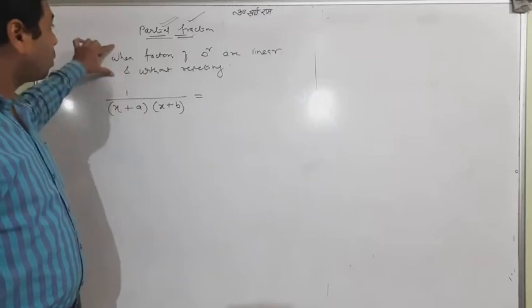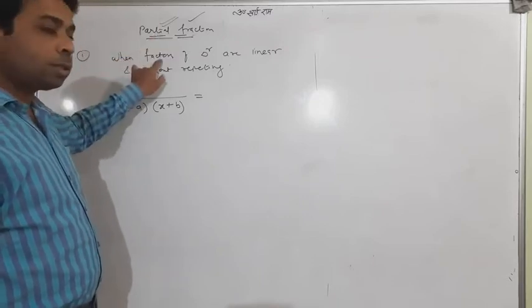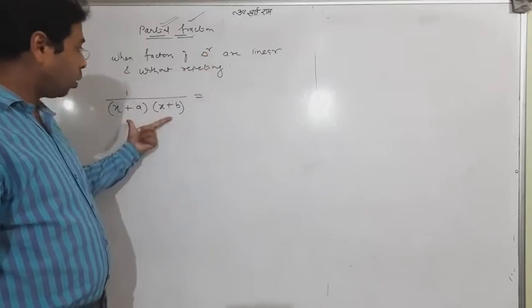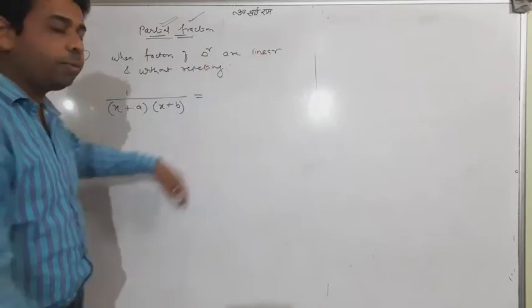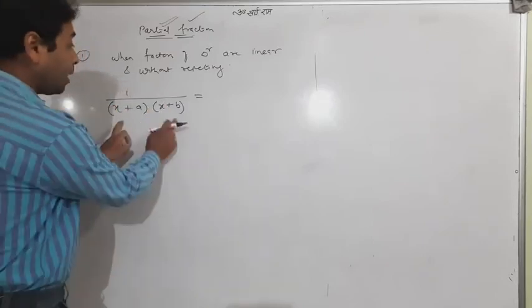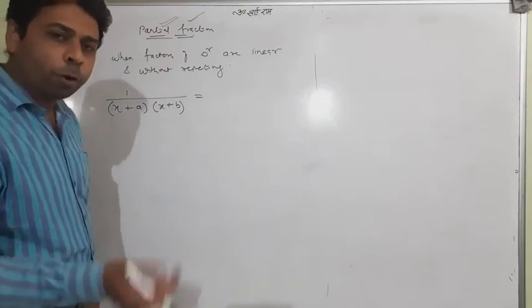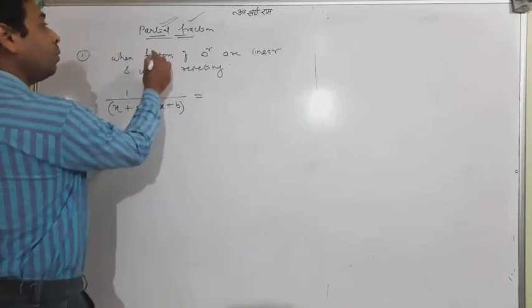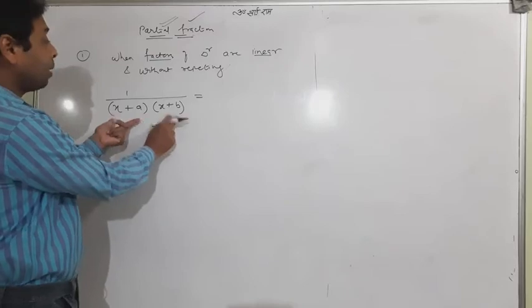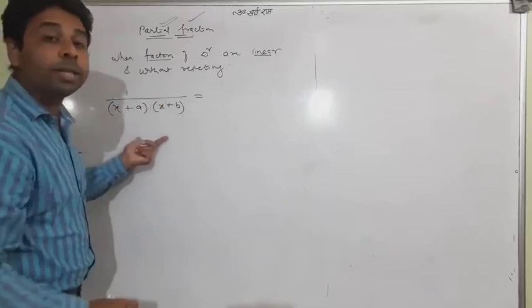Can you observe the sentence? When the factors, meaning these are factors, of the denominator are linear. What is the meaning of linear? Can you see x to the power 1, x to the power 1? Don't multiply them, because then it will be quadratic. But what I have written, the factors are linear. These two are linear factors, because x to the power 1, x to the power 1, they call a linear factor.